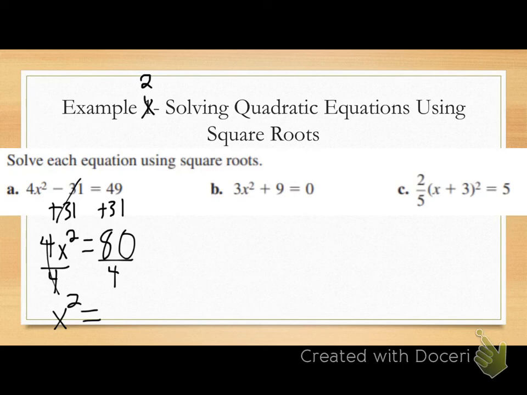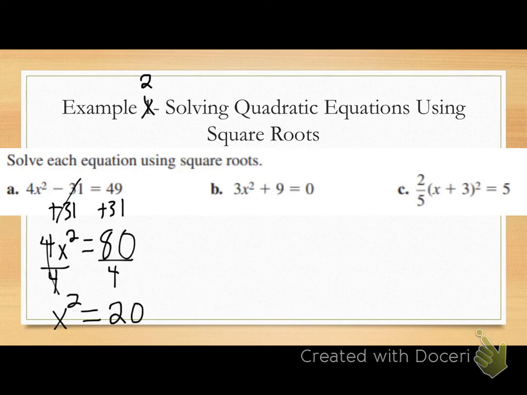80 divided by 4? 20. Is x by itself with no exponents? No, I've got an exponent on my x. Does anyone know or remember how to get x by itself if it is squared? Don't you divide by 2? Divide by 2, multiply by 2.